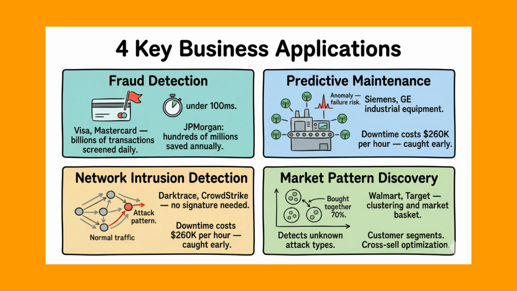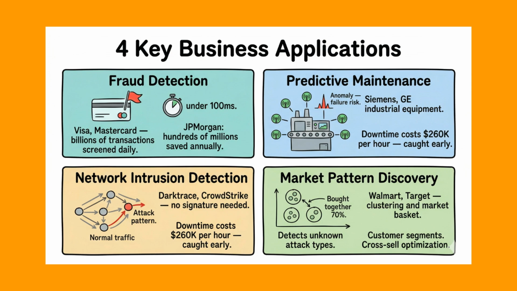The third is network intrusion detection in cybersecurity. Normal network traffic has recognizable patterns, which servers communicate, what volumes, at what times. An attacker moving through a network creates patterns that deviate from the baseline. Companies like Darktrace and CrowdStrike use unsupervised learning to detect these deviations without needing predefined attack signatures.